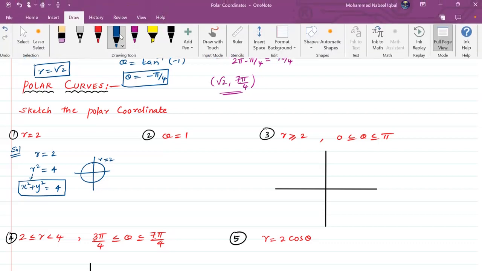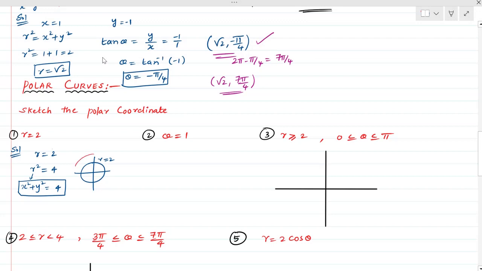Suppose r equals 3, so you will get a bigger circle. r equal 4, more than this one. So similarly, you can just go through this part. Now let us go to the next one, theta equal 1.